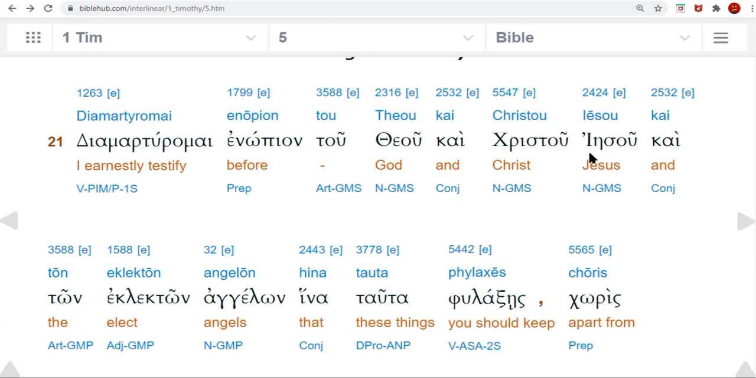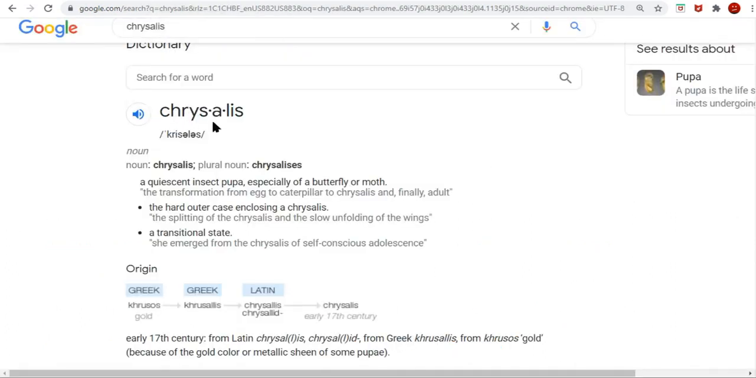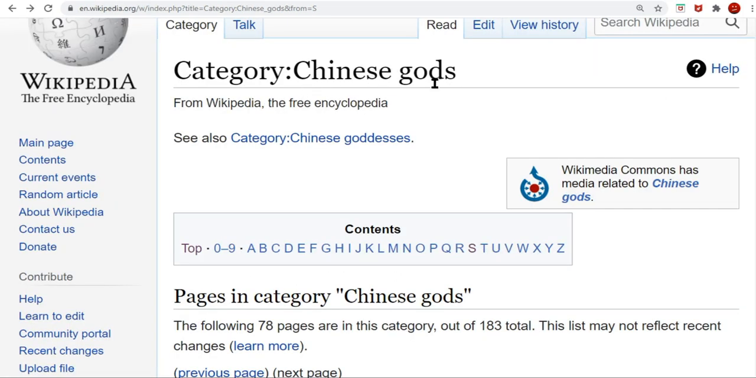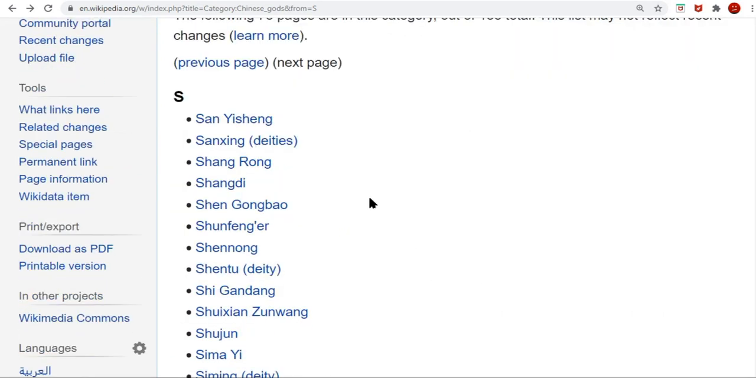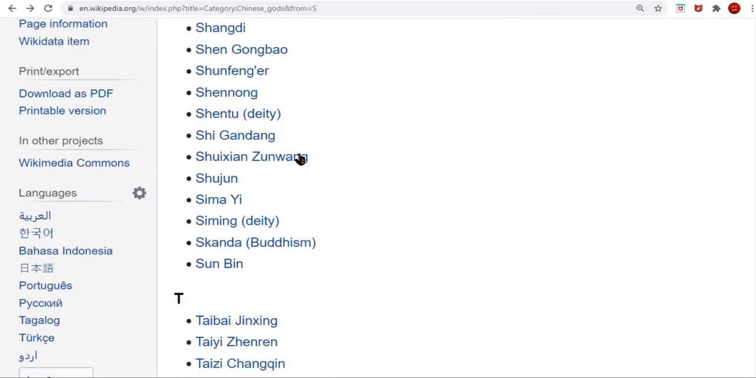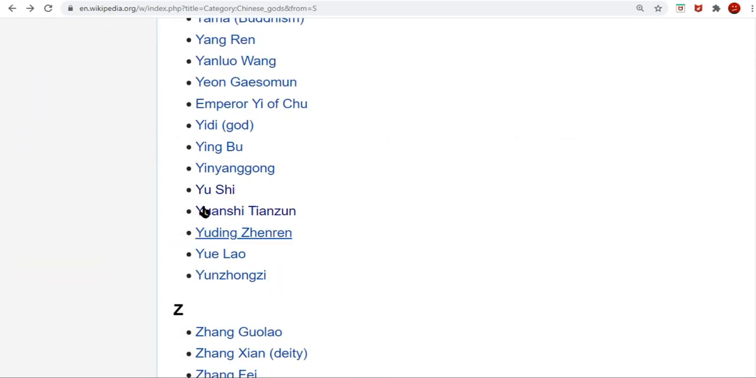And that has a meaning in the Indian. A chrysalis is a pupa, an insect pupa, especially of a butterfly or a moth. That little worm that's inside the cocoon is a chrysalis. So if you Google Chinese gods and go over to this wiki page, it'll give you a list of them. I've only searched from the S down, but you can see this Shi in several of them, and you'll see these down here, Yu Shi and Yan Shi.